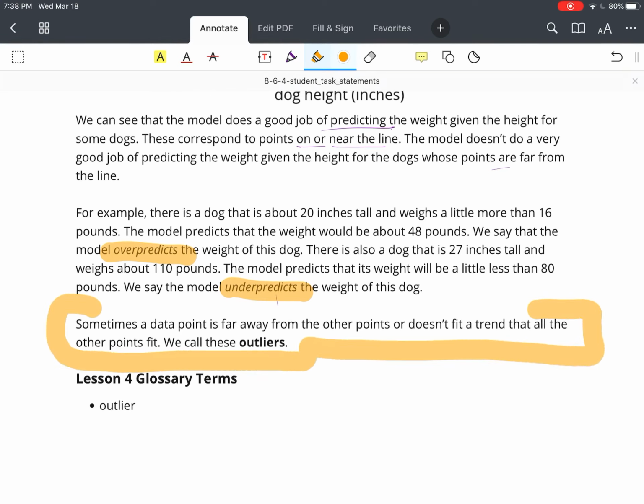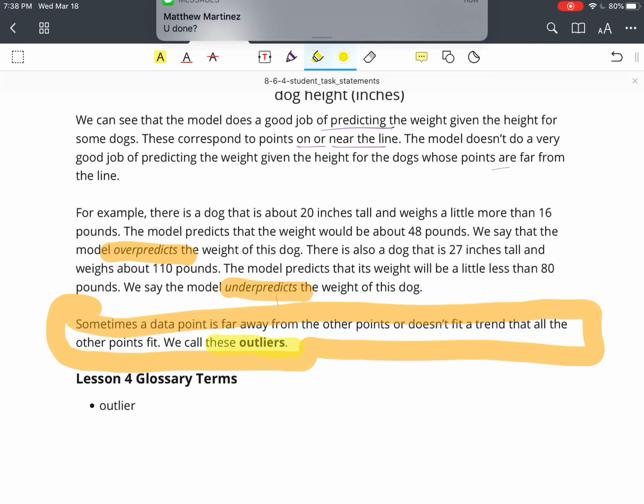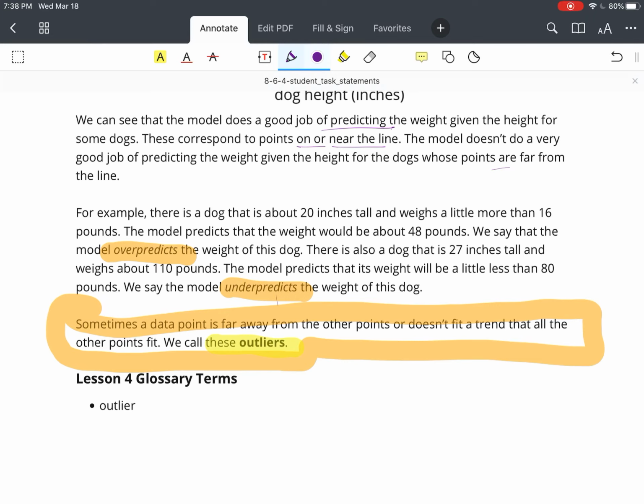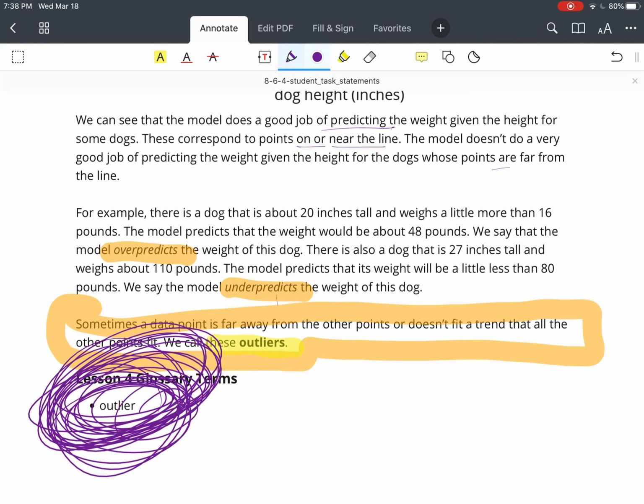Sometimes a data point that is far from the other points doesn't fit the trend at all. We call these, and I didn't want to say this word earlier, but now I'm going to say it, outliers. This is part of your focus area, okay? Outliers.